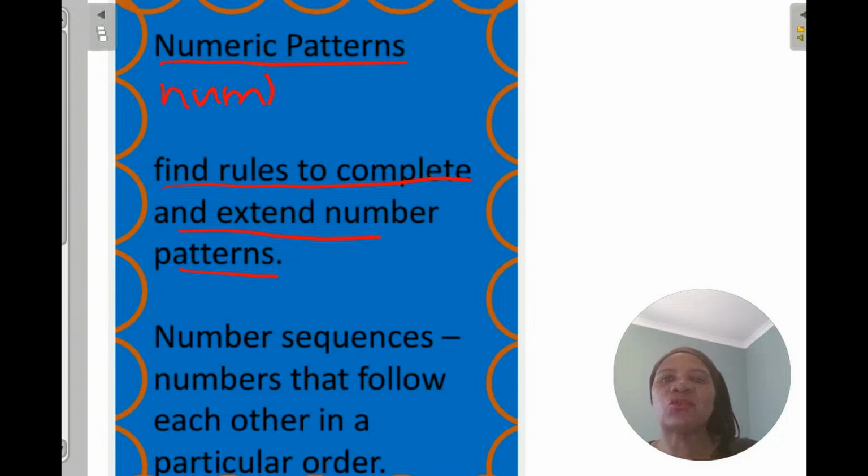Okay, so when we look at a sequence of numbers, we try to investigate if there are any patterns involved in making those numbers, so that we can extend, so that we can make the sequence bigger. Number sequences are numbers that follow each other in a particular order. There will be a rule that will be used to produce those numbers, so that we can continue the sequence.